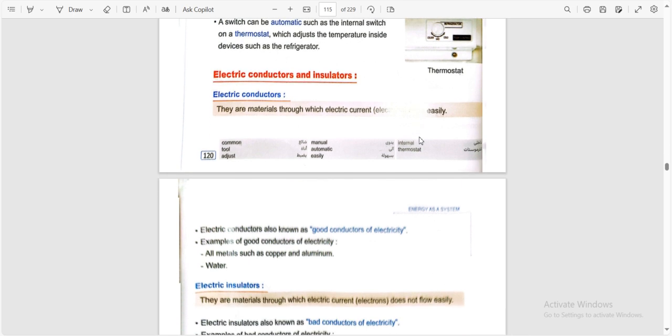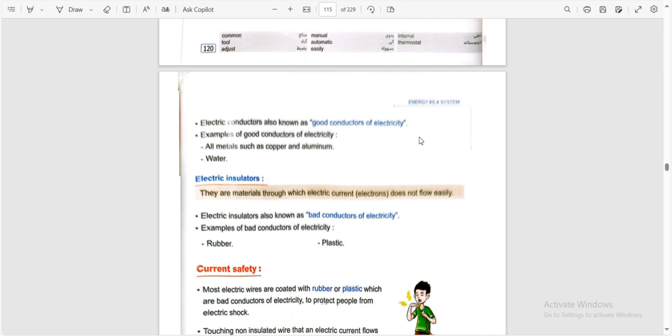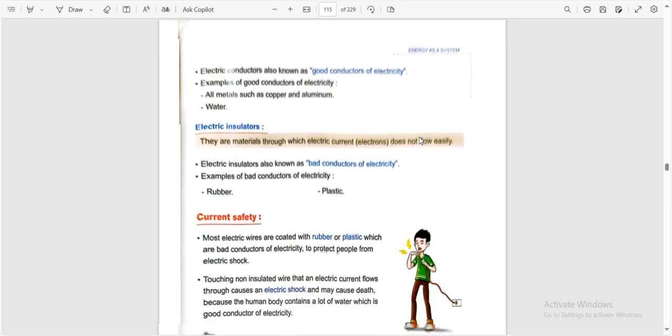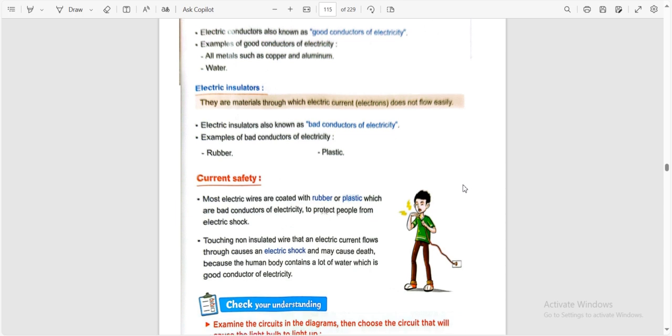Now we're going to talk about something else, which is conductors and insulators. Electric conductors and electric insulators. So electric conductors are materials that allow electricity or electric current to pass through them easily. These can be metals, all metals, and water. On the other hand, insulators are materials that do not allow electricity to flow through them easily, such as plastic, rubber, air, cloth, paper, and many other things that are electric insulators.